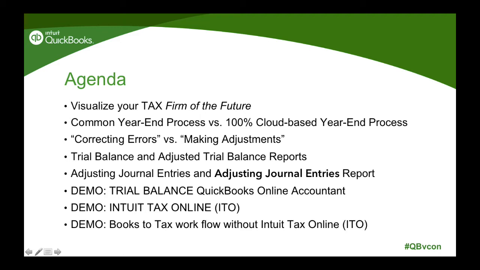Then we'll talk about the difference between correcting errors and making adjustments and what that means to the tax preparation process. Then we'll discuss reports, the trial balance report, the adjusted trial balance report, and how those reports are significant to the books to tax process. We'll discuss adjusting journal entries and the report related to adjusting journal entries. So that would be probably about 40 minutes or so.